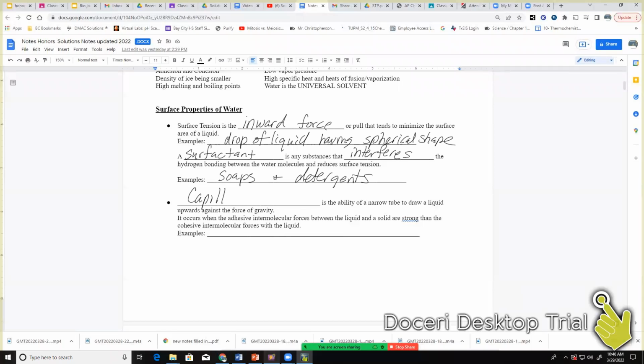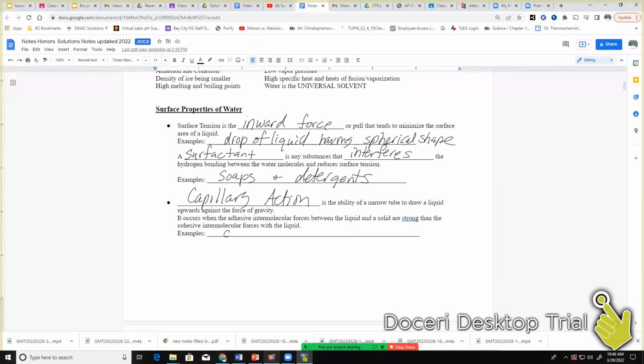Capillary action is the ability of a narrow tube to draw a liquid upward against the force of gravity. So straws in a drink, or if you've ever been at the doctor, you've had maybe your finger pricked and then they get a really tiny glass tube and it draws that blood up. That's capillary action. And that's also due to hydrogen bonding.